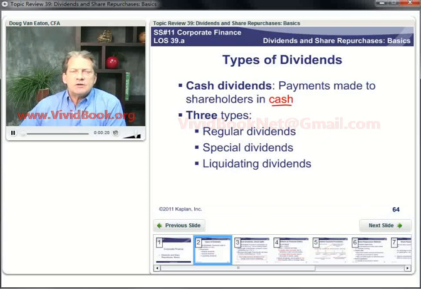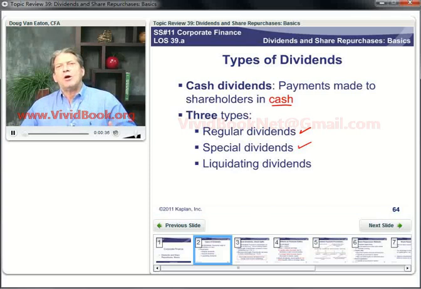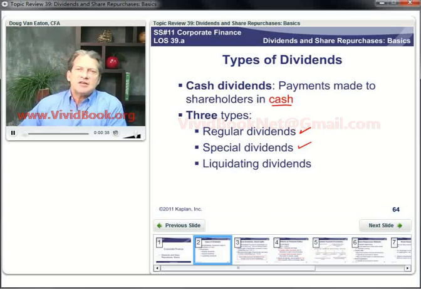Regular dividends, this is when the board of directors declares their regular quarterly dividend. We could have a special dividend if the firm has accumulated a lot of cash and they want to return some of that cash to equity holders, but they don't want to signal that they're going to pay this amount on and on and on. They designate that a special dividend. And then a liquidating dividend is return of cash to the shareholders in the event of liquidation of the company.